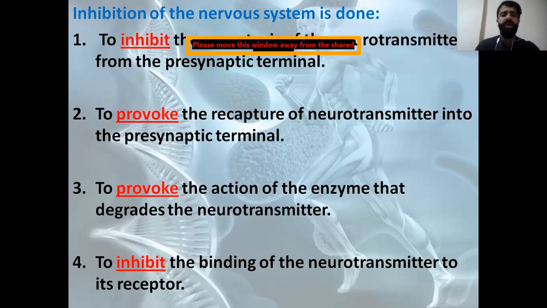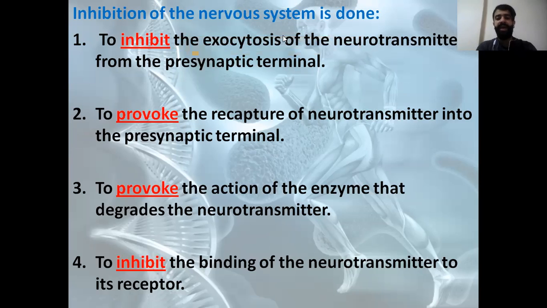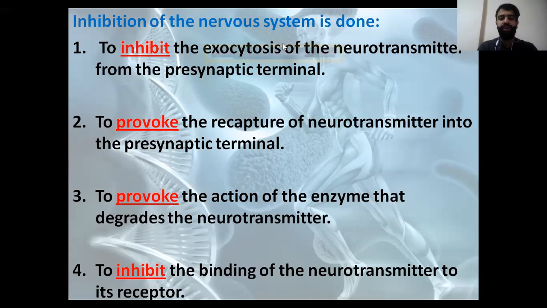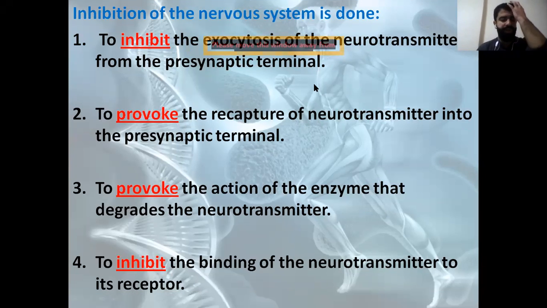Inhibition of the nervous system: first, you have to inhibit the exocytosis of the neurotransmitter from their secretory vesicles in the presynaptic terminal. So whenever you inhibit their exocytosis, there is no function of these neurotransmitters. You have to provoke the recapture of the neurotransmitter in the presynaptic terminal. So you have to provoke their recapture.